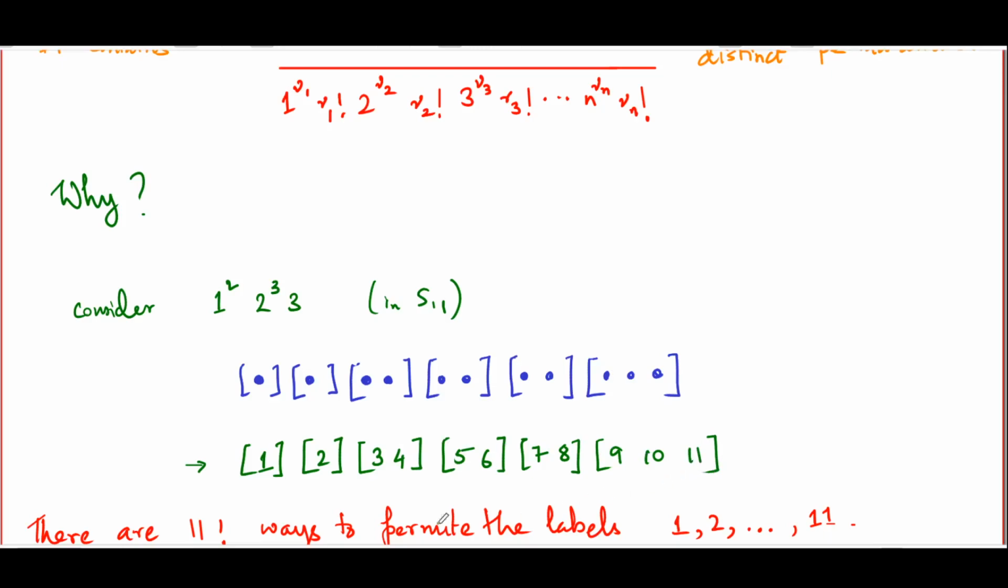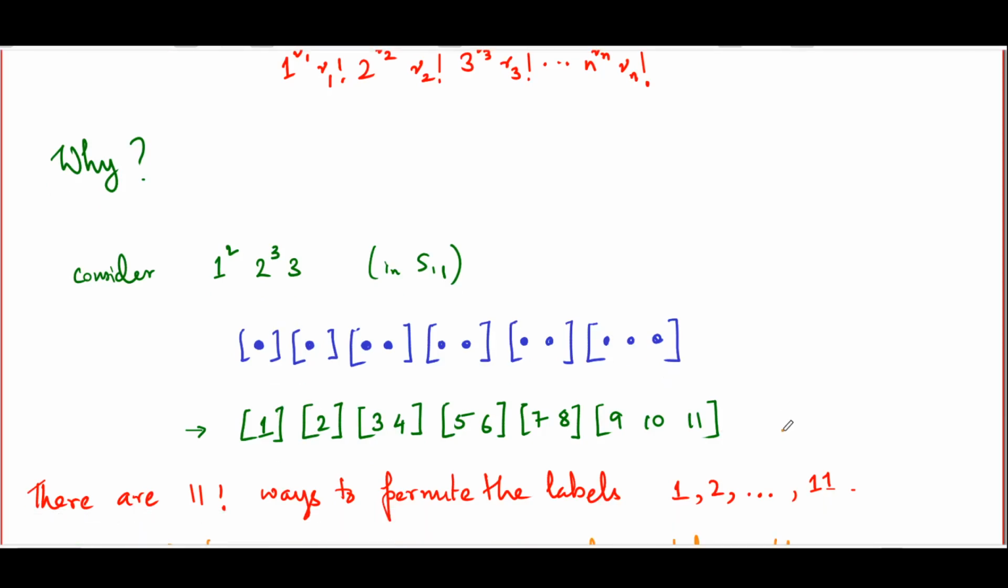Now, if I were to put these 11 numbers in a different order in here, I would still get 2 1-cycles, 3 2-cycles and 1 3-cycle, as long as these square brackets are not moved around. Now, of course, given that there are 11 numbers, the number of ways in which we can permute these labels is actually 11 factorial. That's the n factorial that you have in the formula. However, every one of these 11 factorial permutations of the labels 1 through 11 does not really give rise to a new permutation.